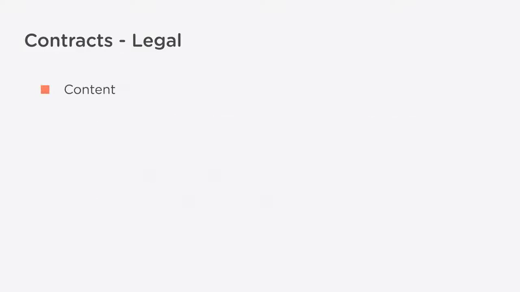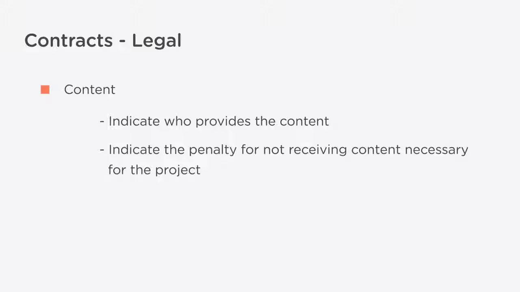Then there's content. You'll want to indicate who will provide the content, whether it's the client, you, or someone else's responsibility. Since a lack of content can hold you back on your work, you should also indicate if there are any penalties for not receiving the content on time. Now, all the good and important legal stuff should go here as well. Do your best to protect yourself. Here are a few example clauses from other contracts.